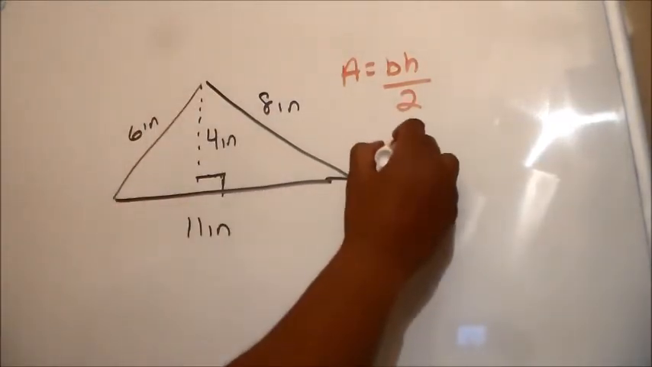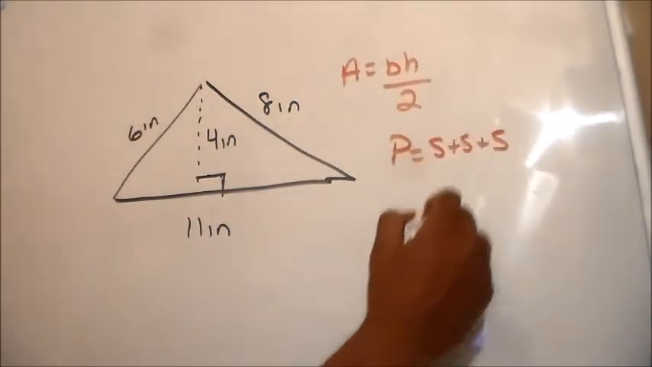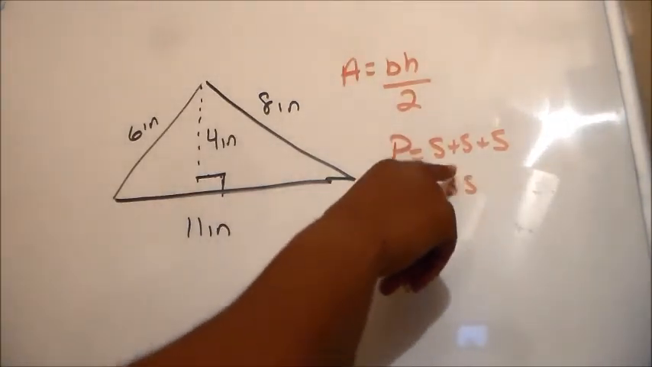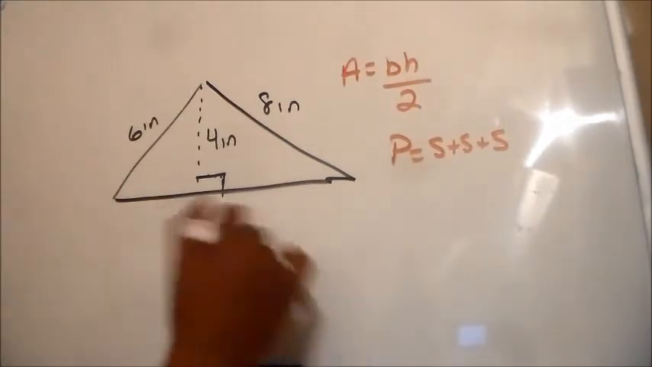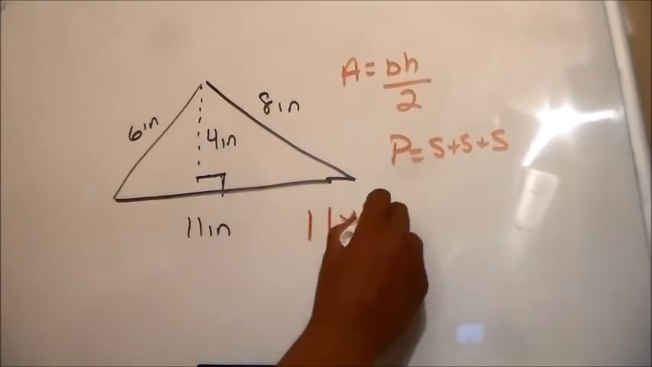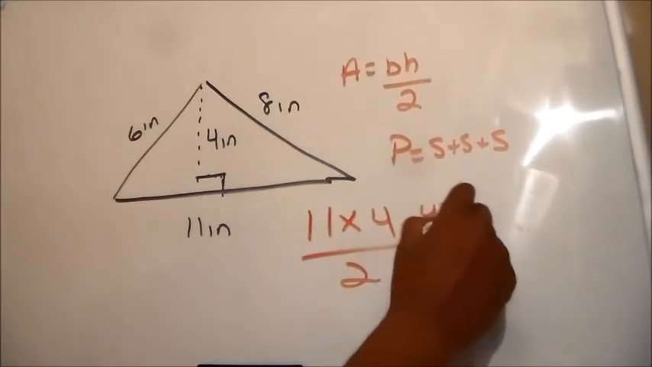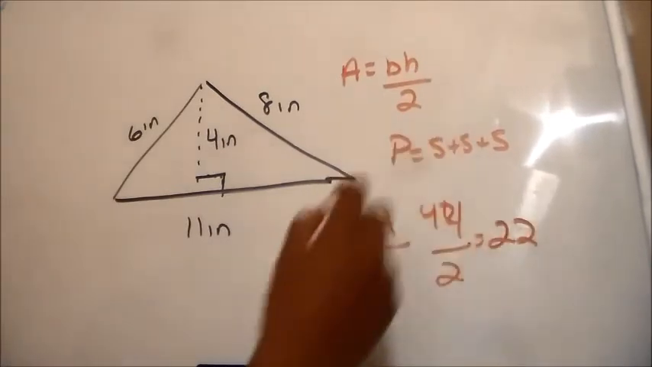Let's see. Perimeter equals side plus side plus side. Or you could say 3s. And that would only be if these were the same and equilateral. So you know what? On second thought, I'll go ahead and I'll keep that side plus side plus side. Okay, area equals base times height. The base is the bottom, 11, times the height, which is 4, over 2, which is 44, divided by 2, which is equal to 22. That is the area.